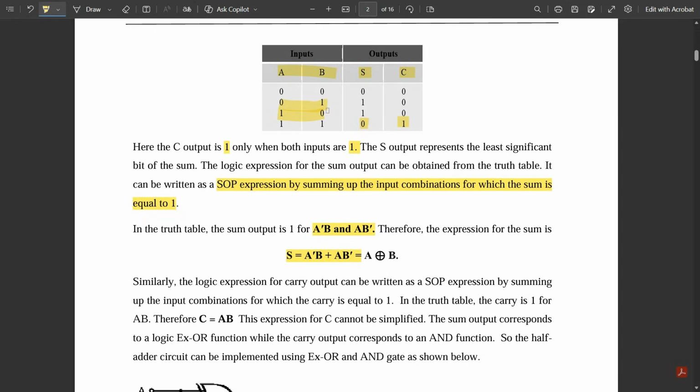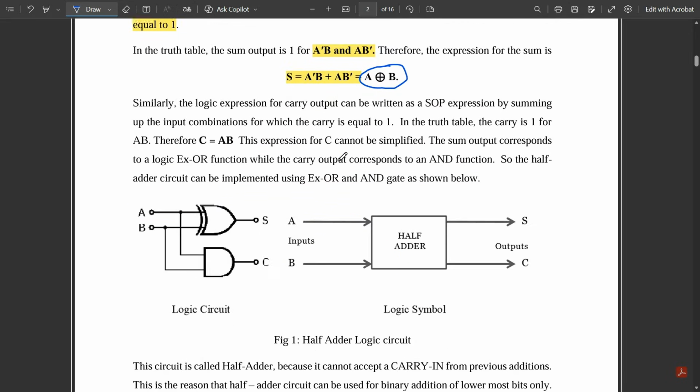So A dash B and AB dash. These two are summed up, right? So that's why you just add them up. That is the expression, therefore it would be A dash B plus AB dash. If you further simplify it, you could simply write it as A XOR B. So the XOR operation of these two variables would be the sum of the half adder circuit.